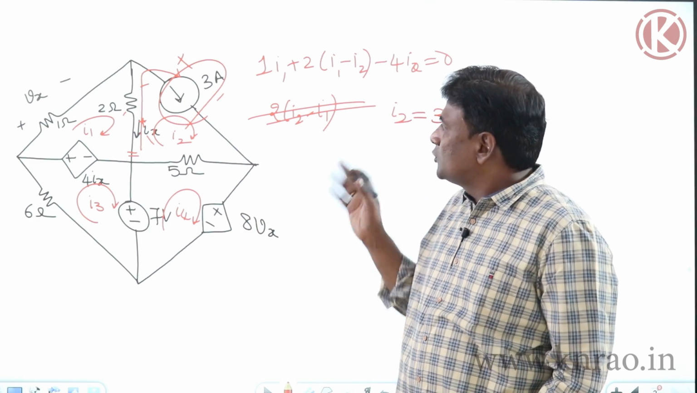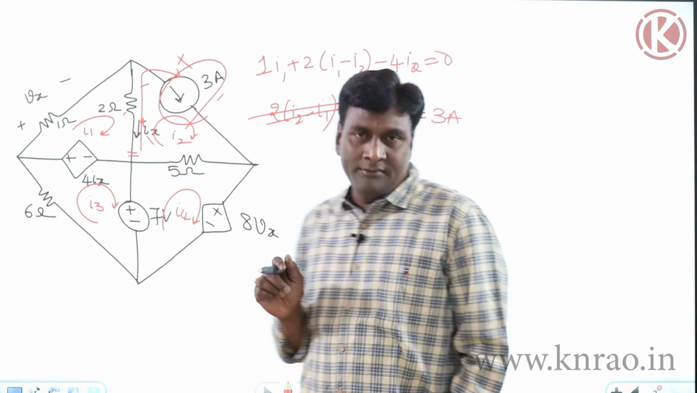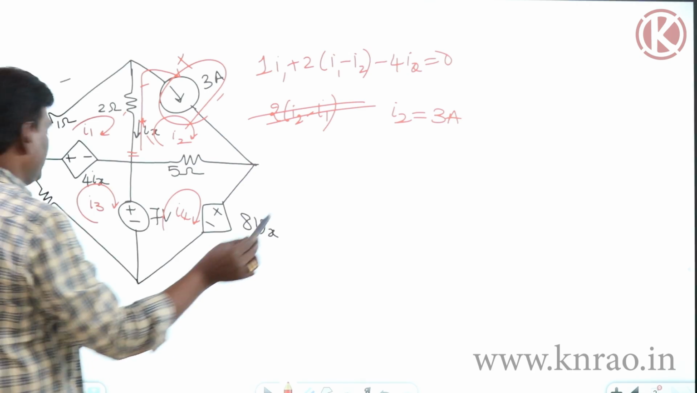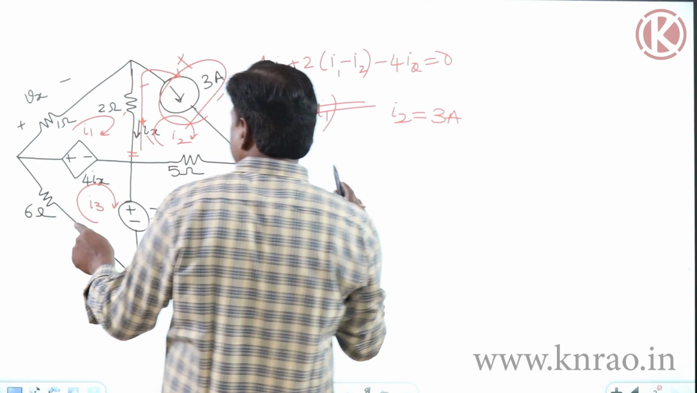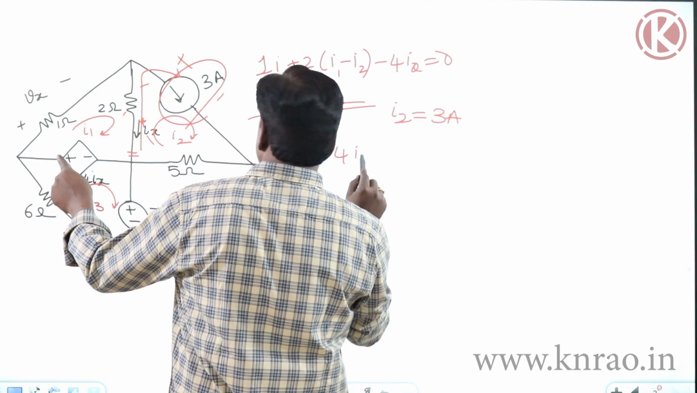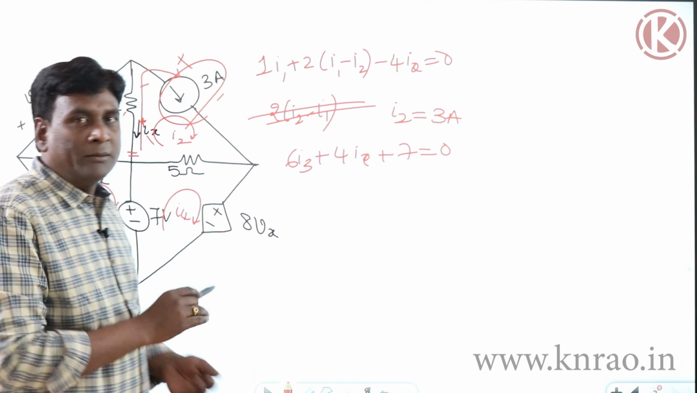Getting my point, right? So completely this equation is gone. Now after that, for example, second is over, third it is going to be the same. Let me start from here: 6I3 plus 4Ix plus 7 equal to 0. This is going to be the third mesh.